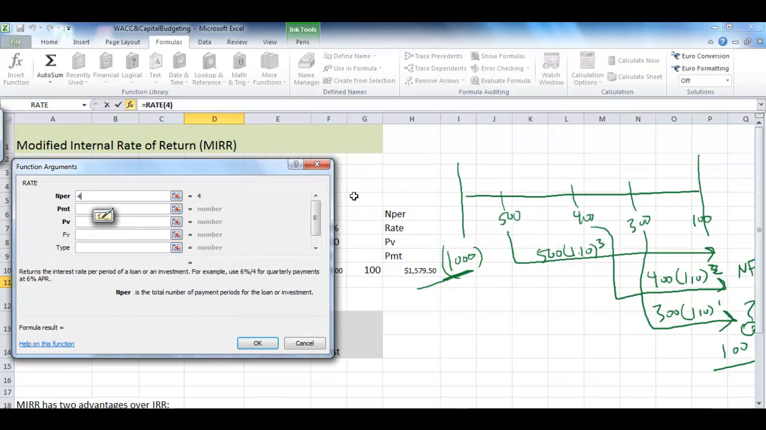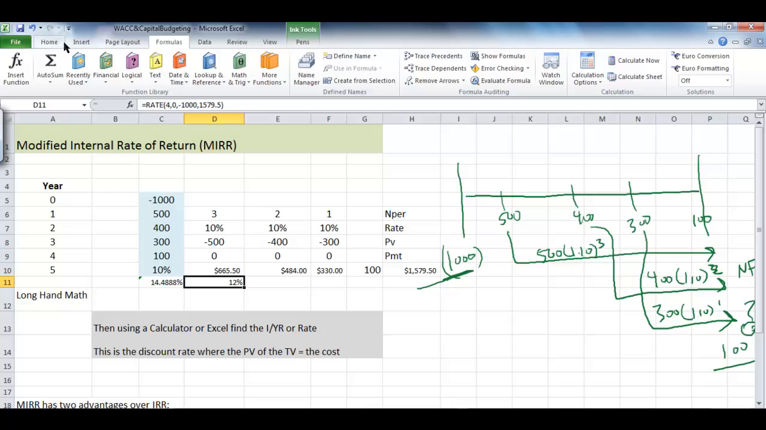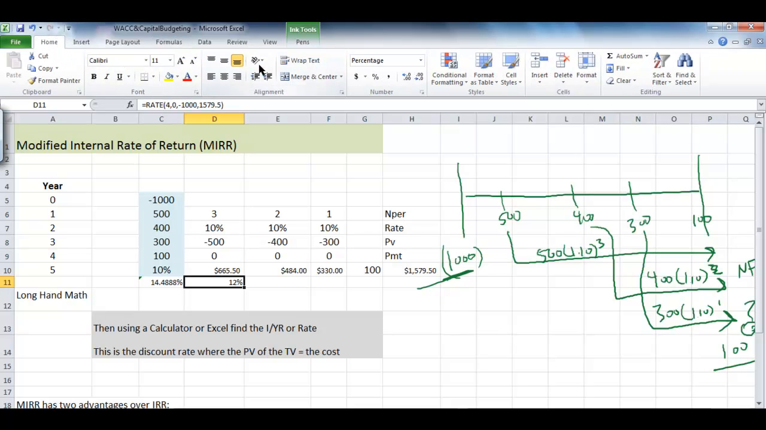Pull this back over here. See, this would be 0, that'd be 1, that'd be 2, that'd be 3, that'd be 4. And I'm going to put a 0 here for payment. And I'm going to put the present value as the -1,000. And the future value would be my net future value, which was the $1579.50. And I get the modified internal rate of return here. Now you can see here's the IRR, here's the modified IRR.